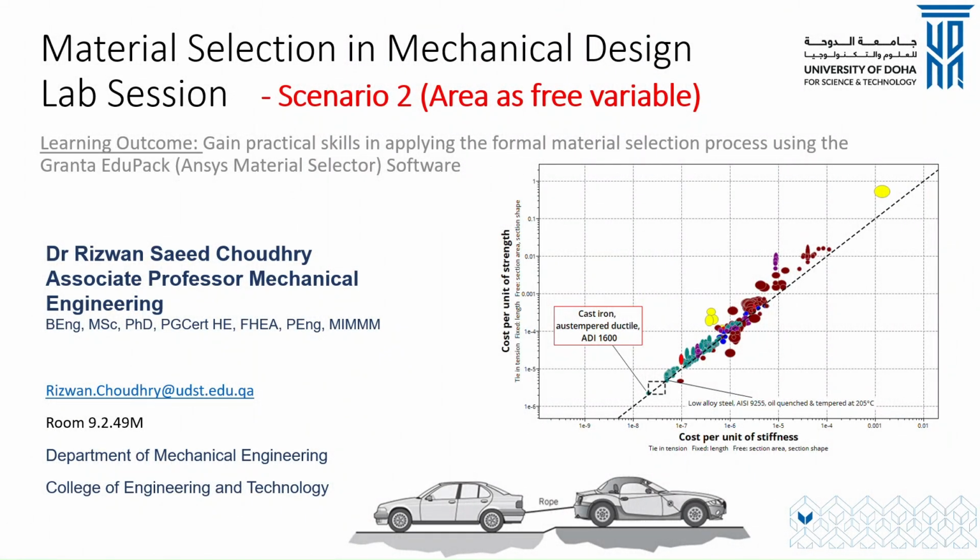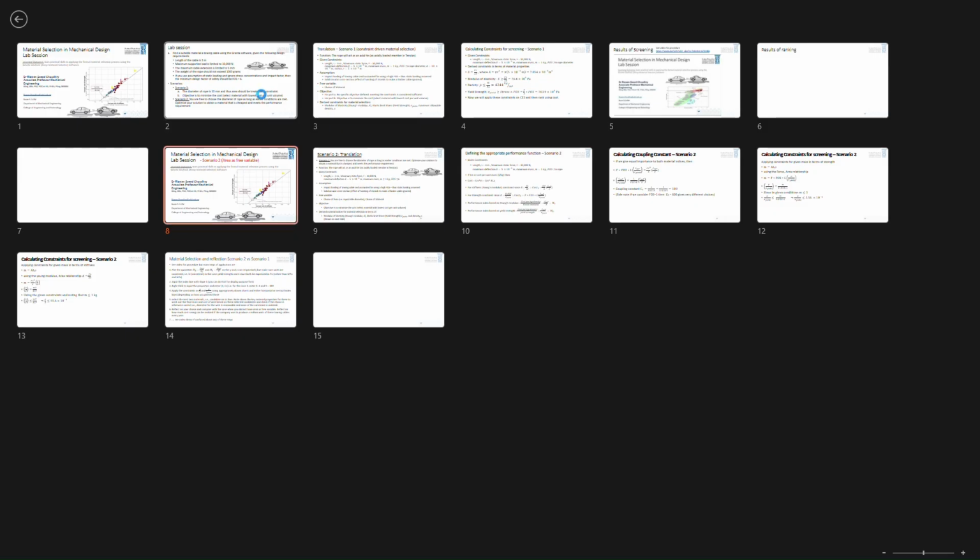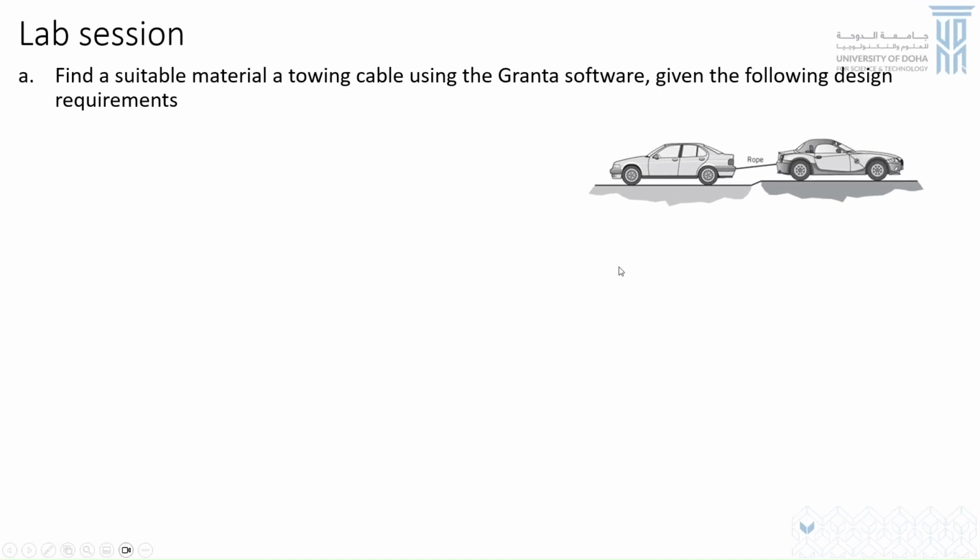Welcome everyone to part two of this video series on material selection and the specific case study that we are doing for material selection for towing cables used in automobiles. Now, this is scenario two in this part two of the video, where we are going to treat area as the free variable. And if you want to see the details of part one, you can go back and watch that video, but I'll give you a very quick recap of what happened in part one.